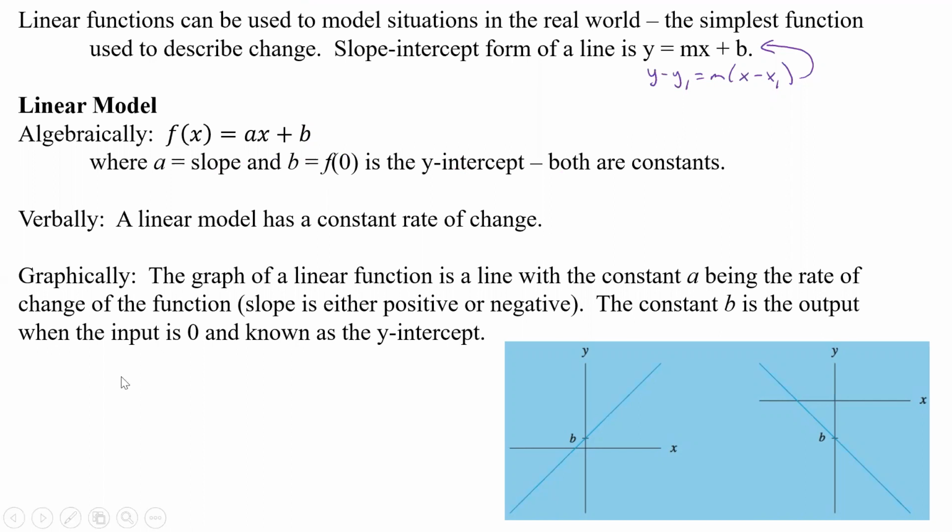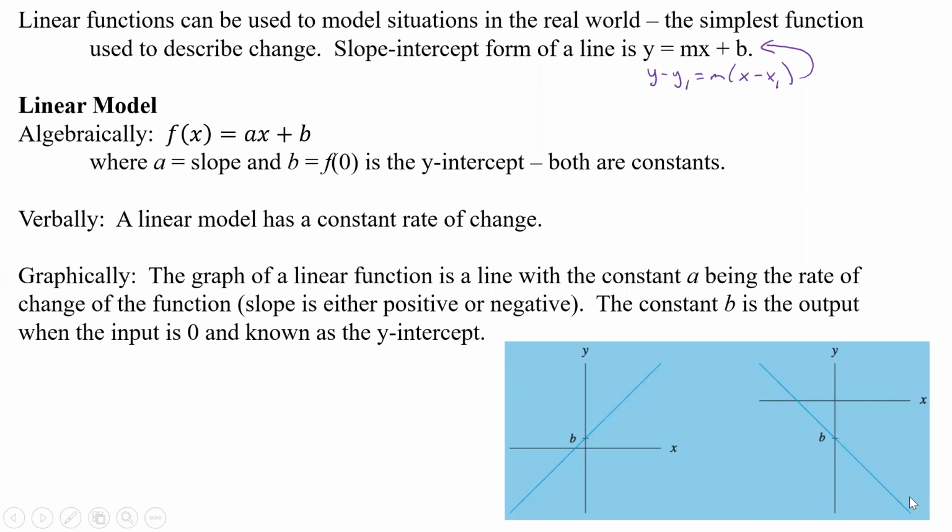Now verbally, a linear model has a constant rate of change. If you think about a linear model, it's just going to constantly go up 2 over 2, up 2 over 2, very boring. Or we can go right 2, down 2, right 2, down 2, depending on if you have a positive or a negative slope. Graphically, the graph of a linear function is a line with the constant a being the rate of change of the function, where a is either a positive slope or a negative slope.